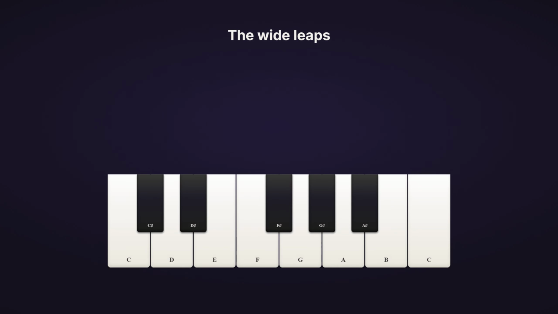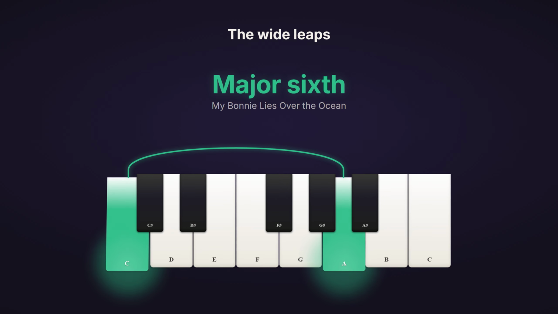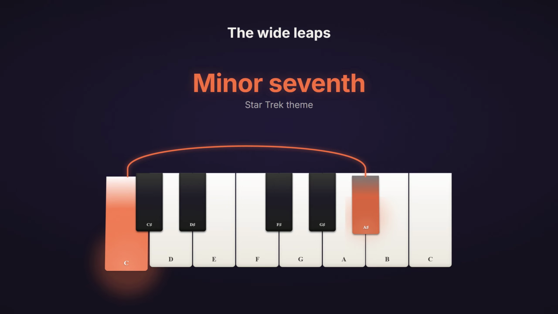Now the wide leaps at the top, the ones that feel like the melody is jumping. 9 semitones is the major sixth, bright and reaching. Listen. That is My Bonnie Lies Over the Ocean, the swing up on "My Bonnie," an open, hopeful sort of leap. 10 semitones is the minor seventh, big and yearning.